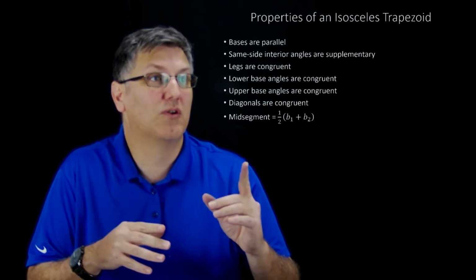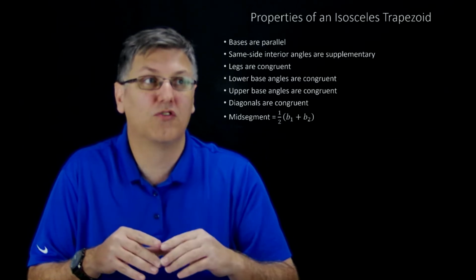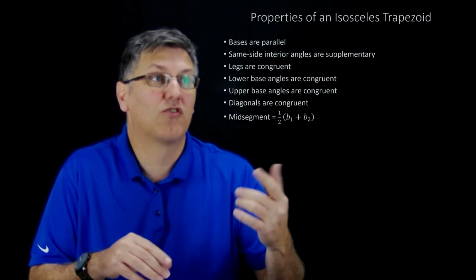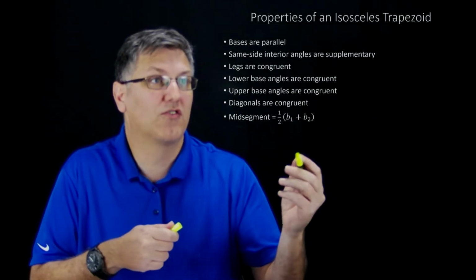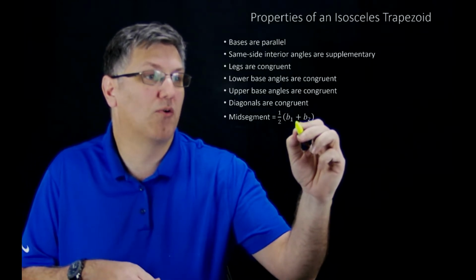My legs are congruent. My lower base angles are congruent. My upper base angles are congruent. My diagonals, in fact, now are congruent. And also, I have a thing called a mid-segment. So let's just draw this out and diagram what's going on here.